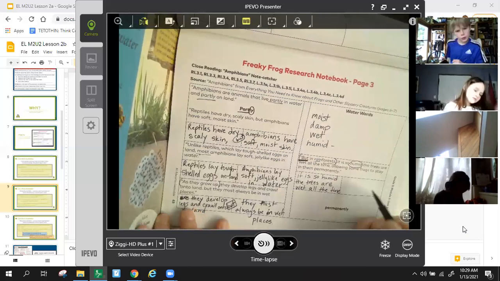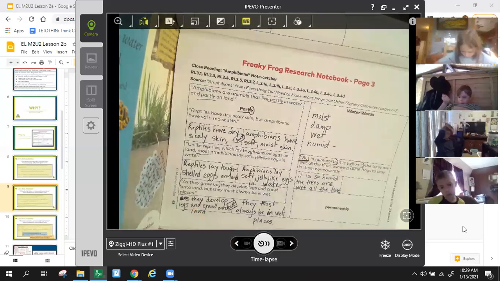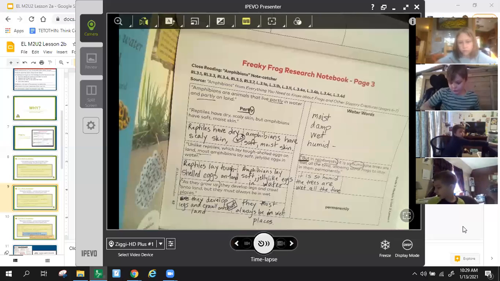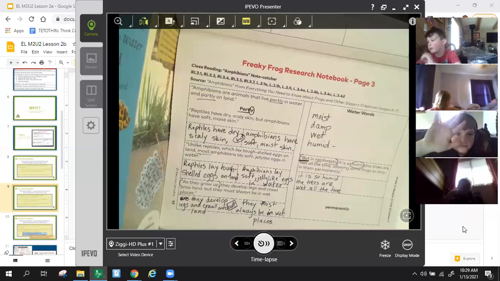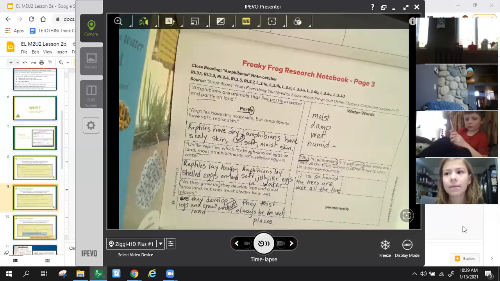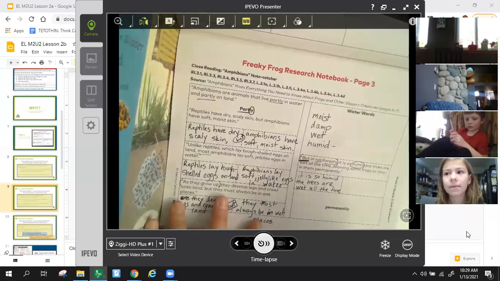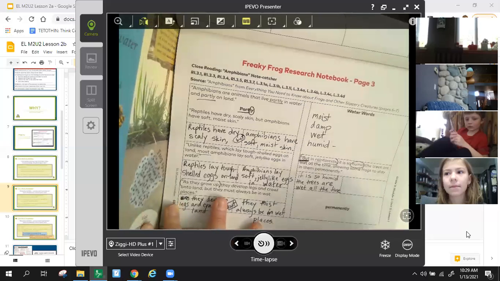So what do we think is going to go in that second box? Who thinks they have a plan for what's going to go in that second box? You guys should be getting really good at this. Come on. All right, Cole, help me out. Allowing some frogs to stay in them permanently. Very good.